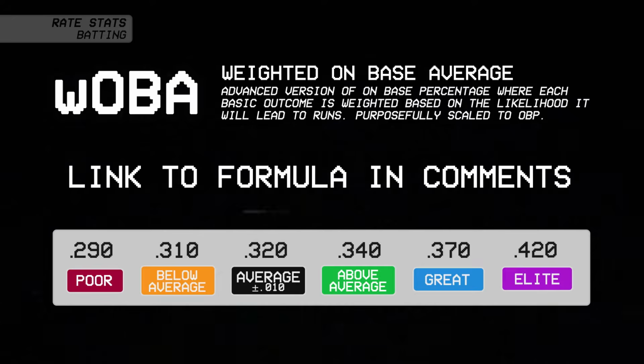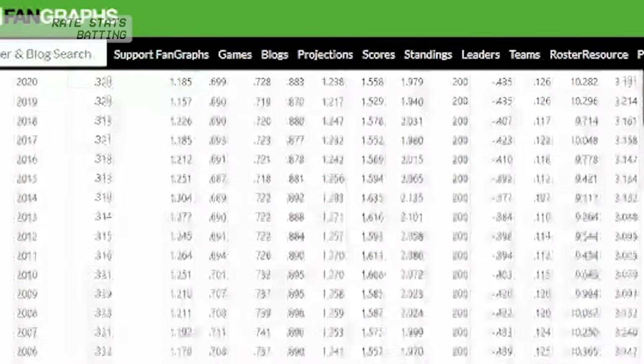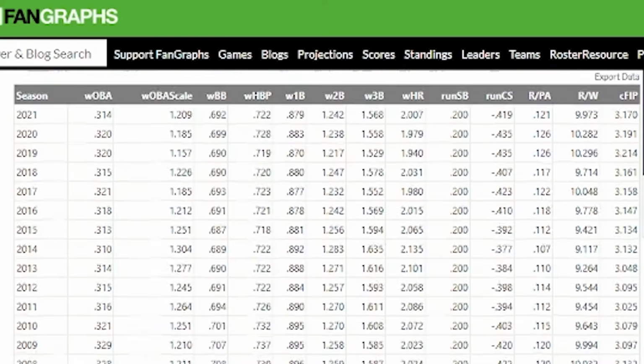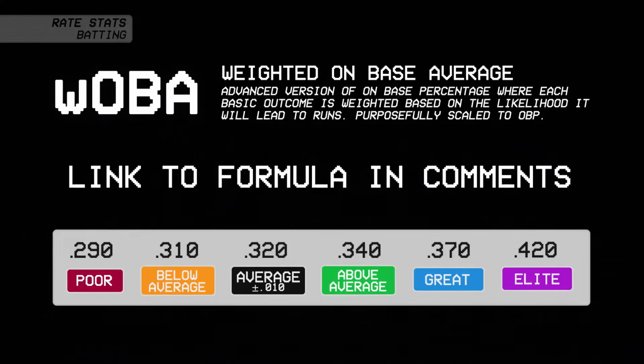In wOBA, each possible outcome of a plate appearance is given a specific value, and this value acts as a coefficient in the numerator of the equation. These weights themselves are based on how much each outcome contributes to run scoring, which actually changes slightly from year to year. And wOBA is scaled to on-base percentage. So if you know it's a good on-base percentage, then you know it is a good wOBA.